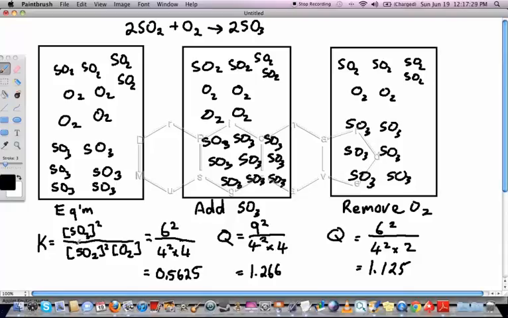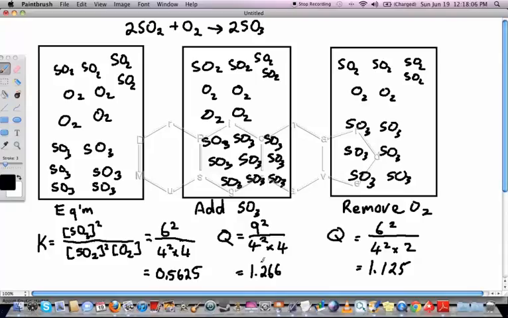Here's what I'm going to do. I'm going to add some SO3. So I'm going to keep the value of SO2 constant, the value of O2 constant, and I'm going to add in 3 SO3s. So if I do that, now I'm not going to be at equilibrium anymore, because by adding product, I'm actually changing the value of Q. Q is going to be different to K, so we're definitely not at equilibrium. And I'm going to come up with 1.266 as my value of Q. Now I do that just by substituting in 9 instead of 6 over here, so Q is going to be greater than K.